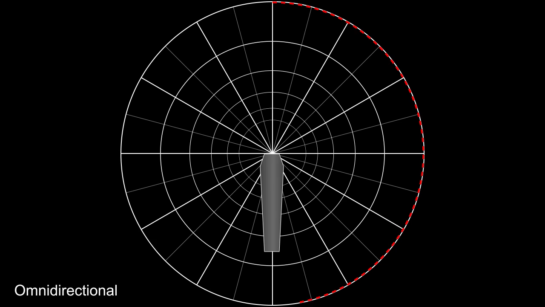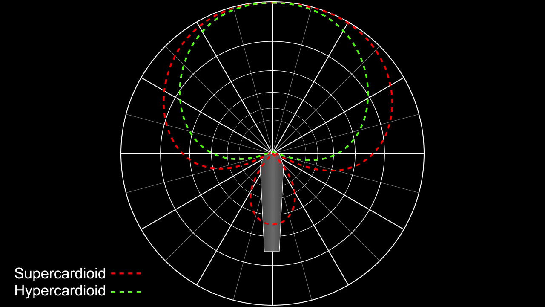An omnidirectional pattern responds to sounds in nearly all directions. A cardioid pattern looks like a fat heart and rejects sounds from directly behind the microphone element. Supercardioid and hypercardioid have a more narrow pattern in the front of the microphone, but start to accept sounds coming from the rear of the microphone element.